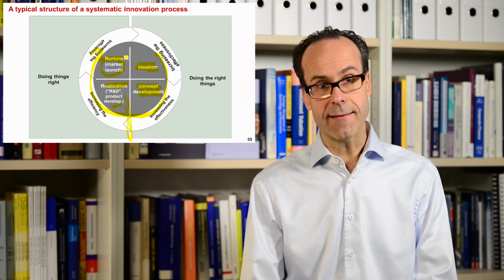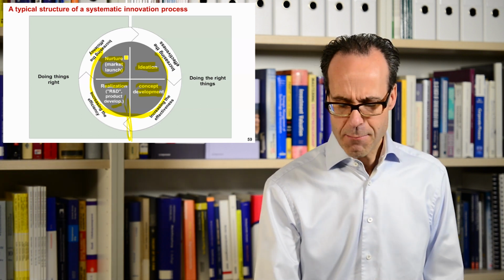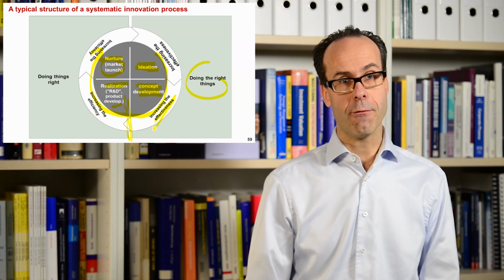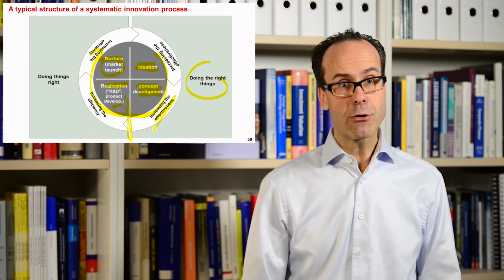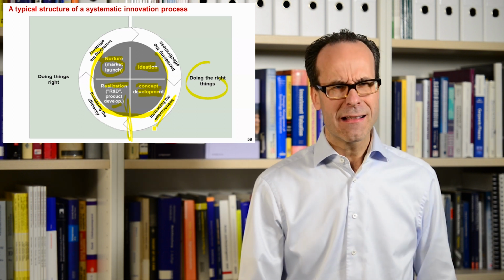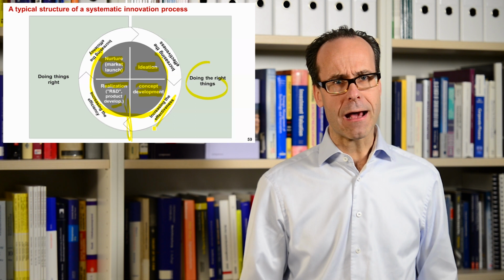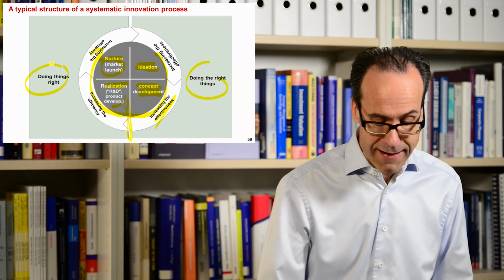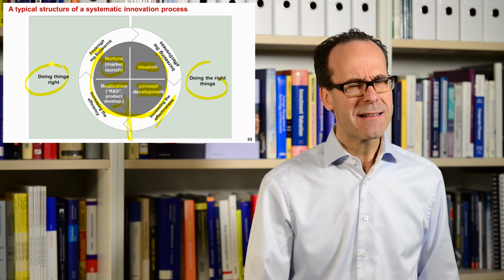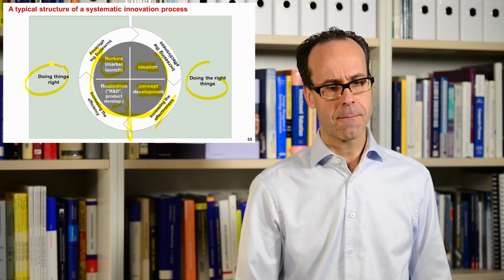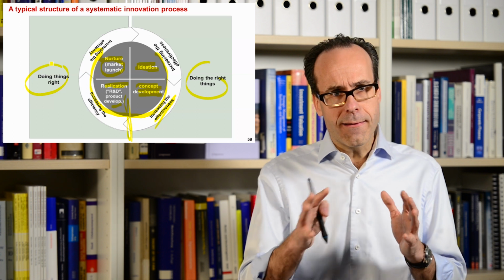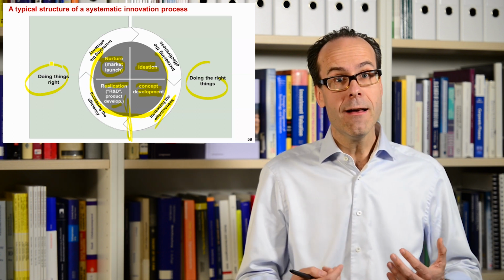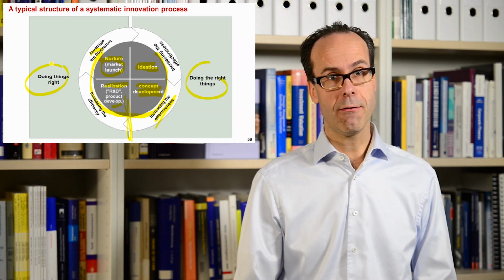On the right-hand side of this picture, it's about doing the right things, and this is the effectiveness of an innovation process. Here we talk about fit to market. Are we really developing the right product? This is decided on this side. On the other, it's about doing things right, the efficiency, meaning time to market or cost to market. So overall, this is a simple structure of an innovation process and the activities we do in a firm-driven innovation process.